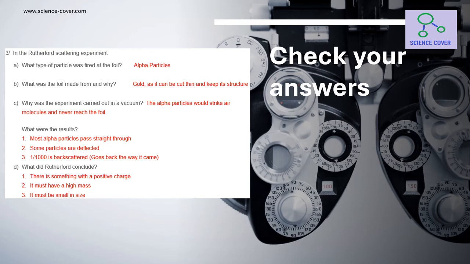What were the results? Most particles passed straight through. Some of the alpha particles were deflected, and about 1 in 1,000 is backscattered and goes back the way it came. What did Rutherford conclude? There was something with a positive charge that had a high mass but was small in size.